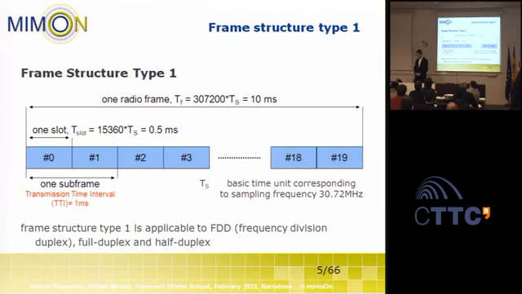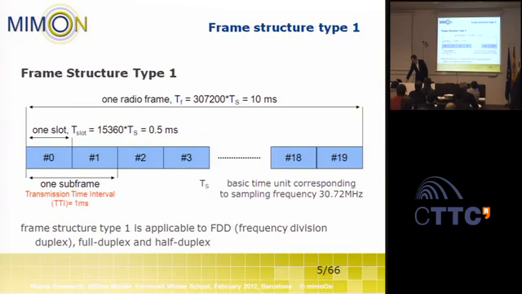So let us take a look at this frame structure. A radio frame has a duration of 10 milliseconds. This frame is split into basically 20 slots. Each slot has a duration of half a millisecond, and two slots make one subframe.